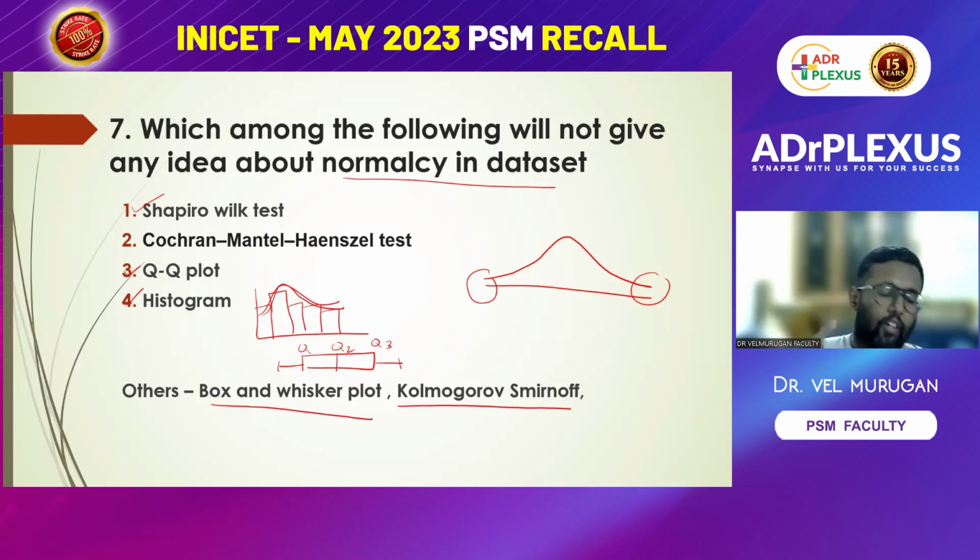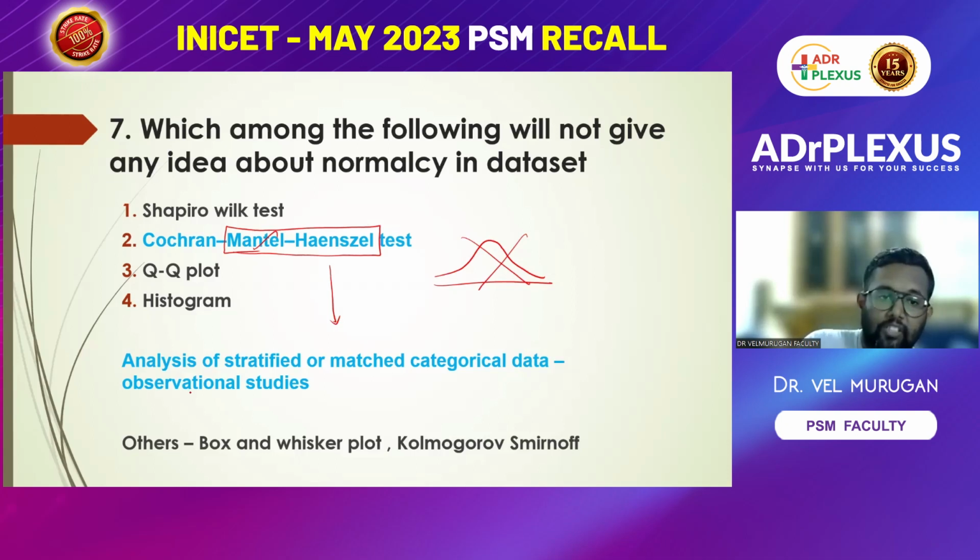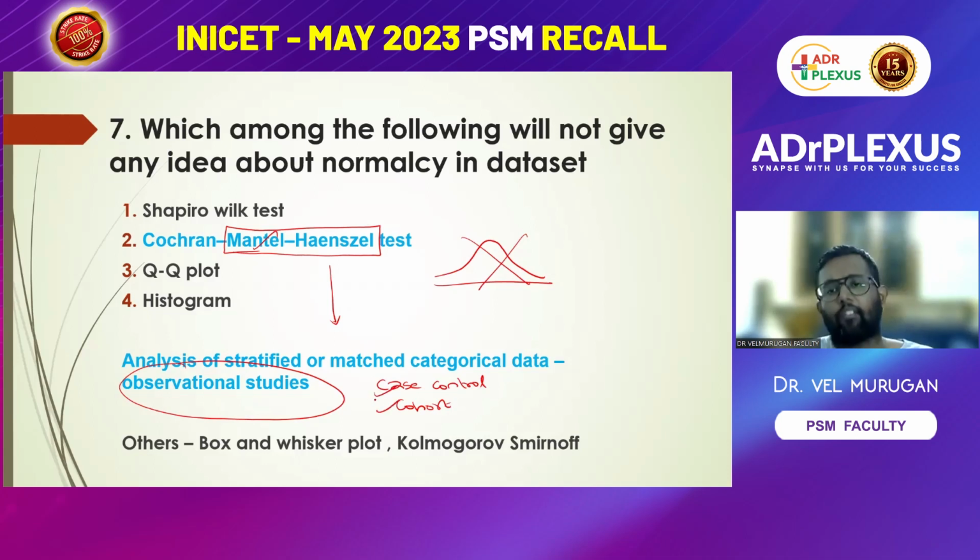The one thing which cannot tell whether the data is normally distributed or not is the Mantel-Haenszel test. Based on the recall given by the students, we were told something related to Mantel-Haenszel. This test is not used for testing whether the data is normally distributed. It is used mainly in observational studies, like a case control study or a cohort study. It is used for the analysis of categorical data in observational studies. That is the use of the Mantel-Haenszel test.